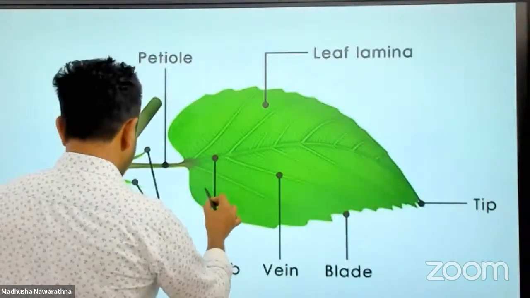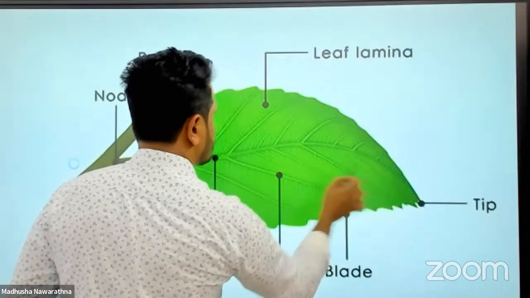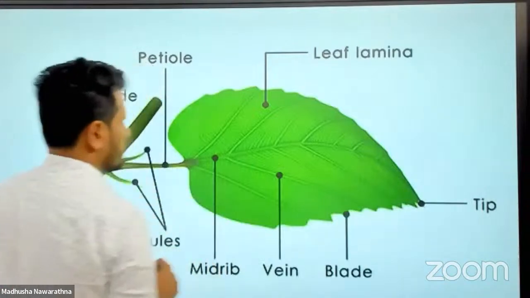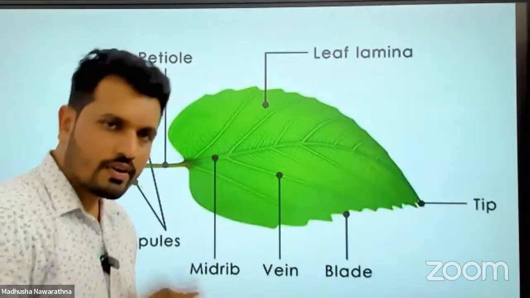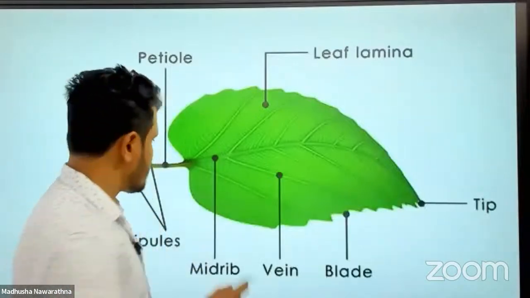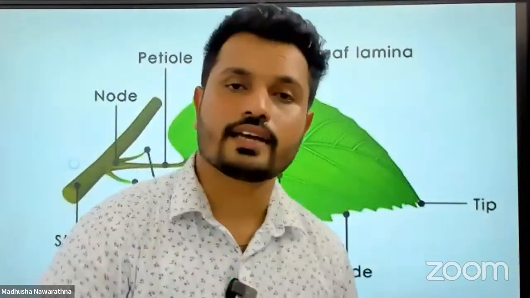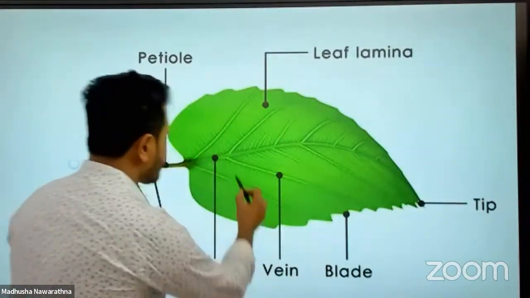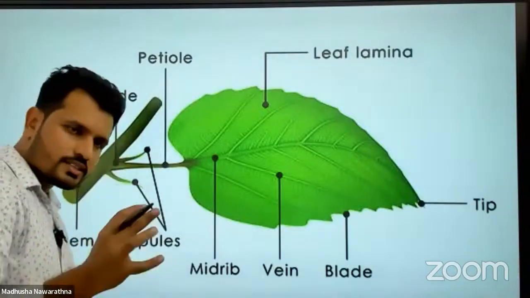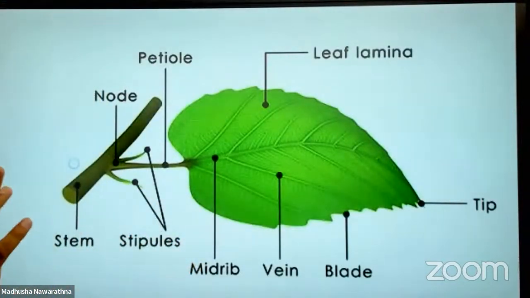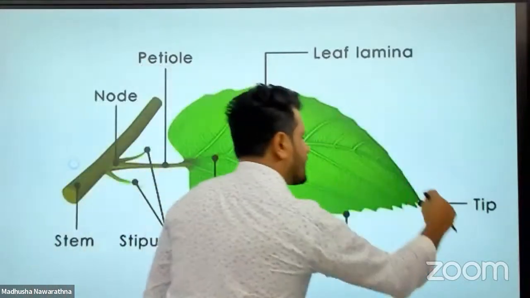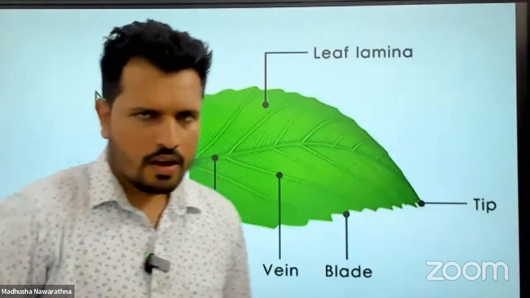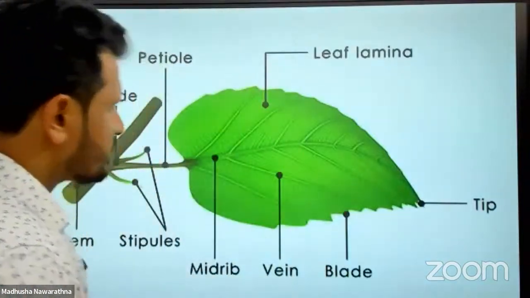So the main vein-like structure in the middle, what we call the midrib, and the branches, what we call the veins. The veins start from the midrib, right? And then you can observe the nice tip here. In some leaves you can observe a long tip, a curled tip, right? But in this case it's just a normal one.